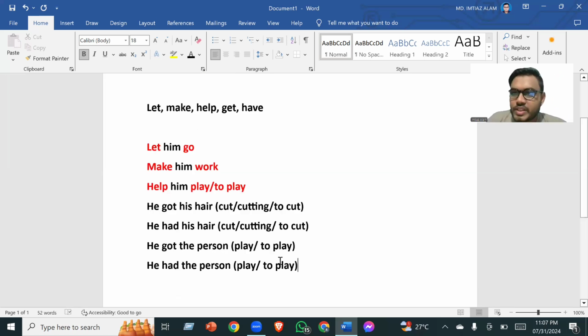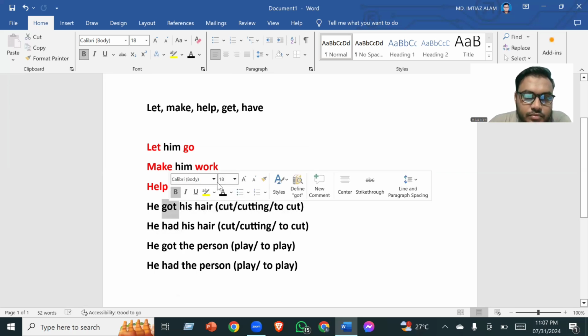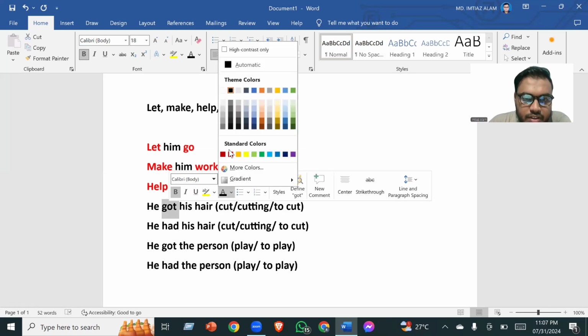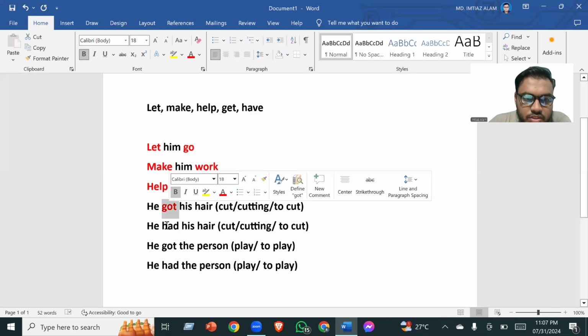Okay, so I have written four sentences. You can see now we will discuss these four sentences. First of all, when we see get or have being the causative verb, you can see the structures all belong to the causative structures. Because between these two verbs, you can see these verbs. I'm coloring it red, so it will be easy for you to understand.